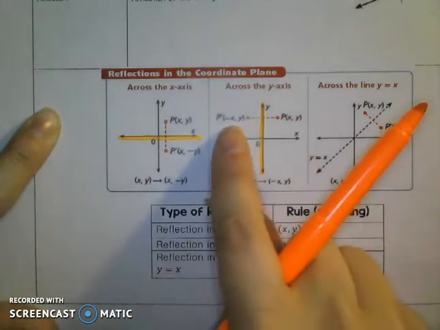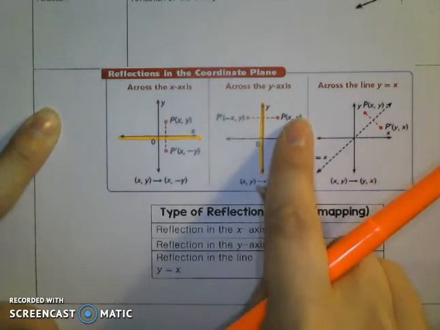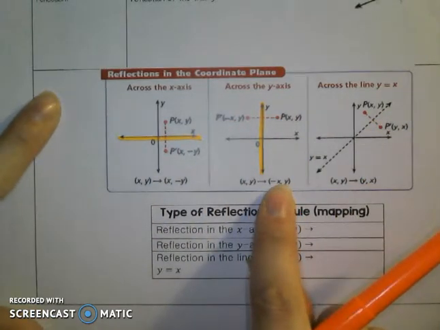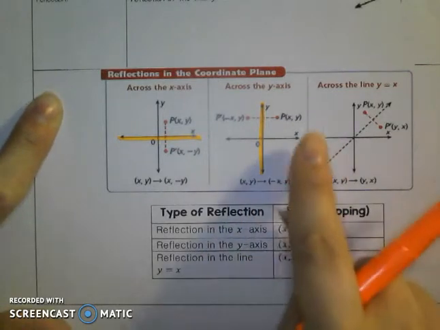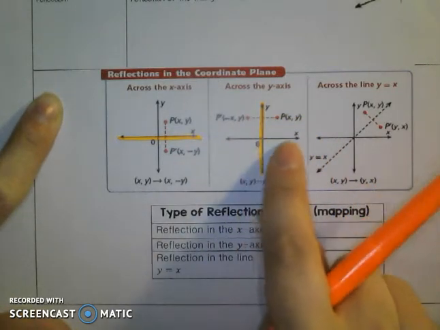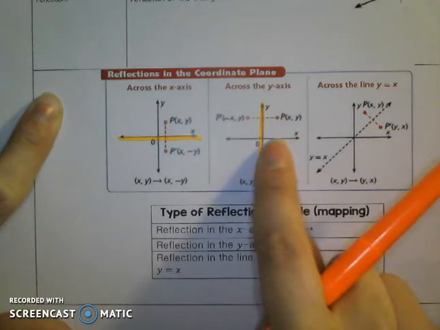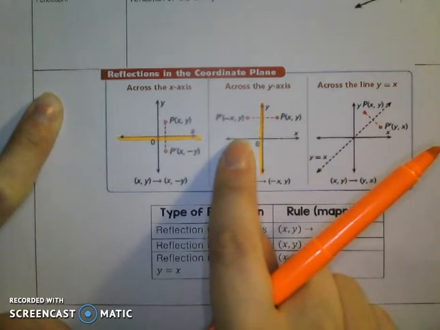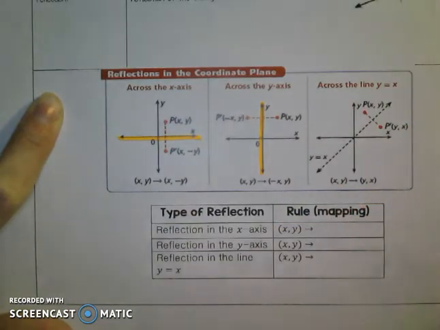But when we go over the y-axis, then we are making our x negative, because if you think of it, you're moving from this positive x number to having a negative x number, but the same height.